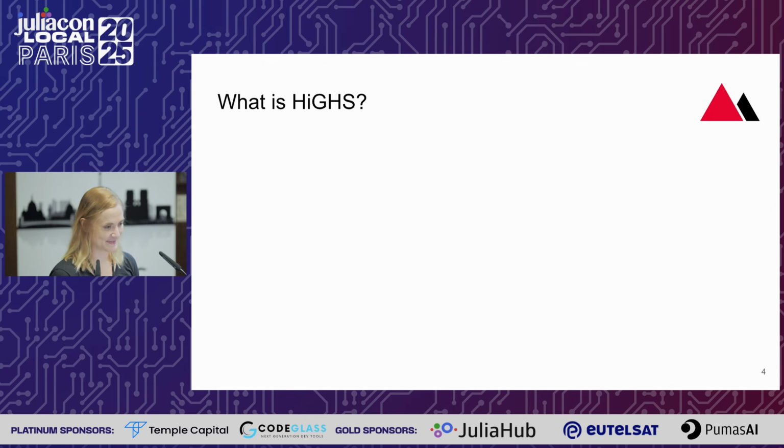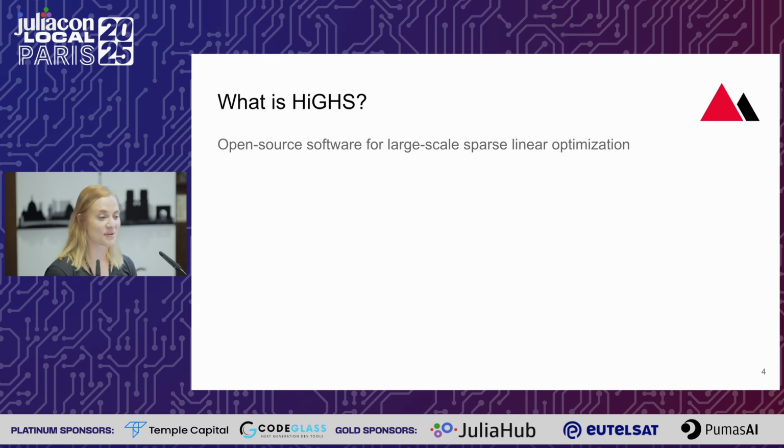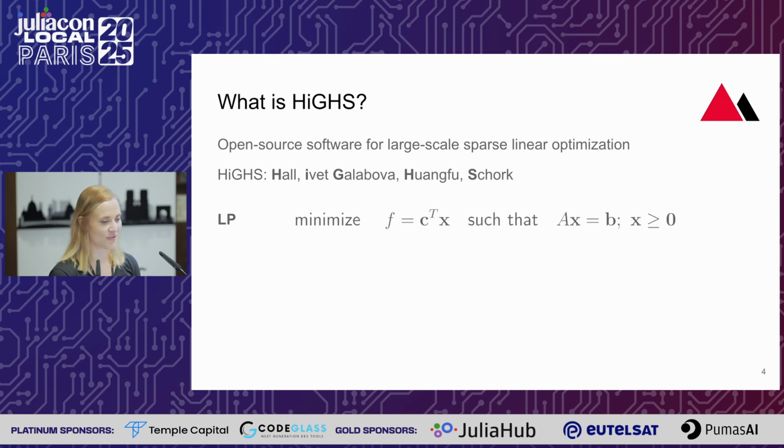What is HiGHS? HiGHS is open source software for large-scale sparse linear optimization. And as Matthew pointed out, the I in HiGHS is my name, and these are the names of the original contributors: Julian Hall, myself, Ivet Galabova, Leona Gottwald, and Lukas Schork. You'll see more details about them in the slides to follow.